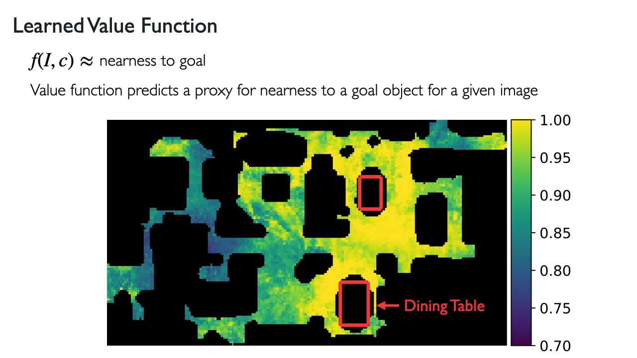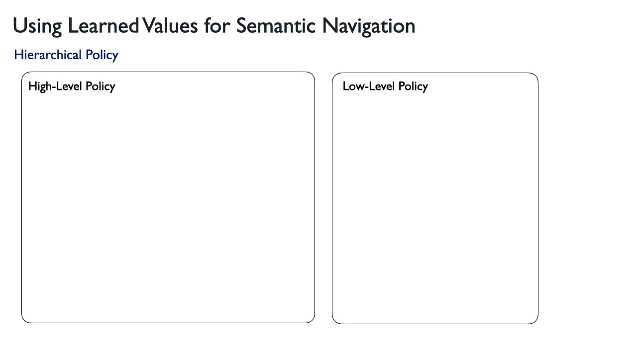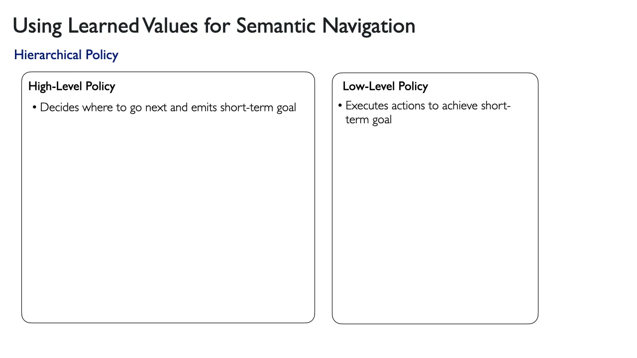We use these learned value functions for semantic navigation via a hierarchical navigation policy. It consists of a high-level policy that decides where to go by omitting a short-term goal, and a low-level policy that decides which actions to execute to achieve the short-term goal.